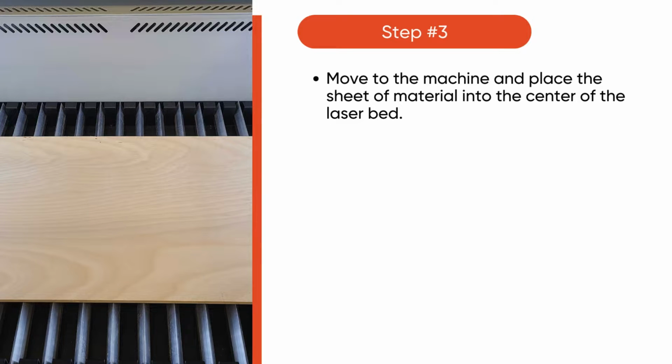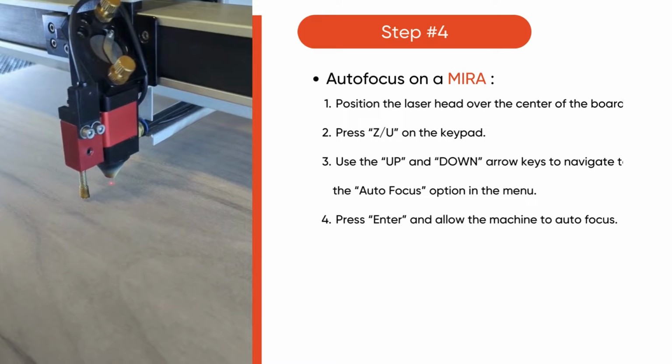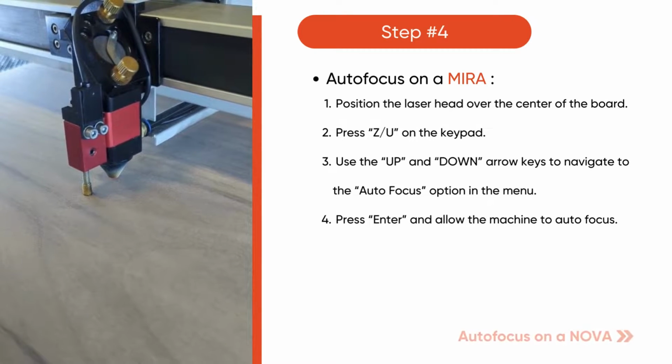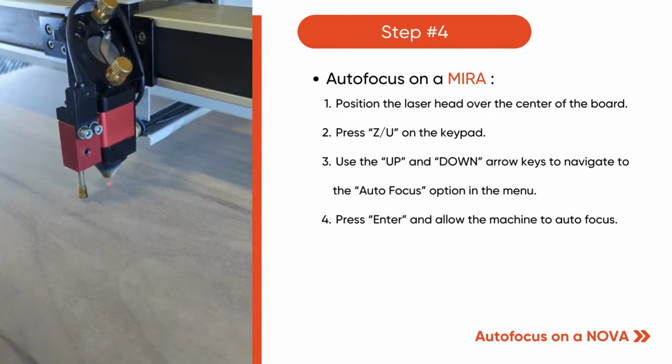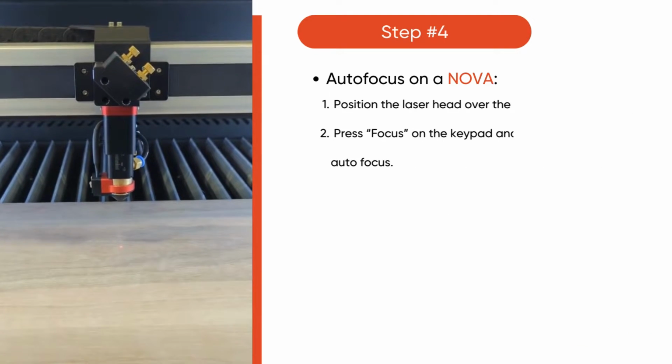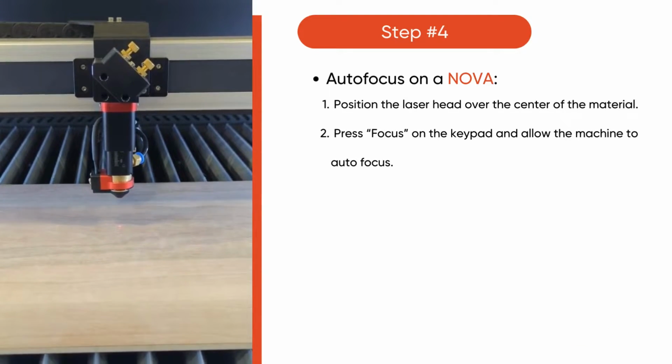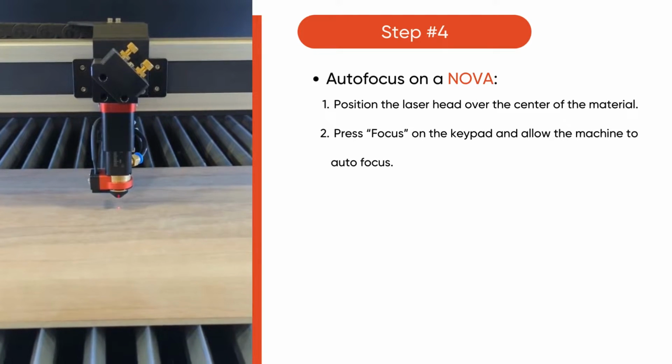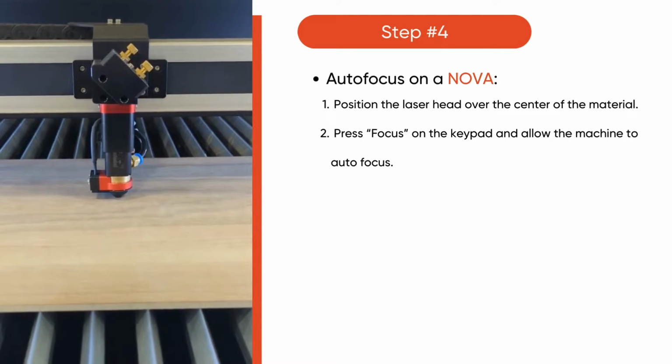Move to the machine and place the sheet of material into the center of your laser bed. Once the material is in the center, you can autofocus. Press ZU on the keypad and use the up and down arrow keys to navigate to the autofocus option. Press Enter. For a NOVA, position the laser head in the middle of the material and press Focus on the keypad. Allow the machine to autofocus.